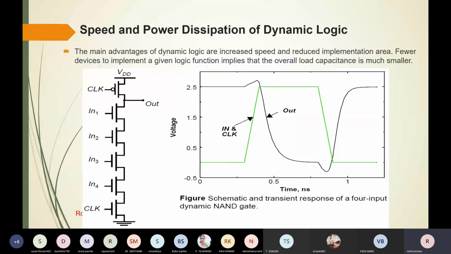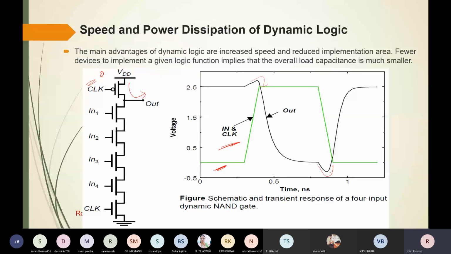If you look at the speed and power dissipation in dynamic logic, suppose there is a 4-input NAND and there is a clock. When this input and clock are low, this will charge. But you notice at the end there is a sudden little rise, and when there is a change, there is also a certain spike. Why does it come?